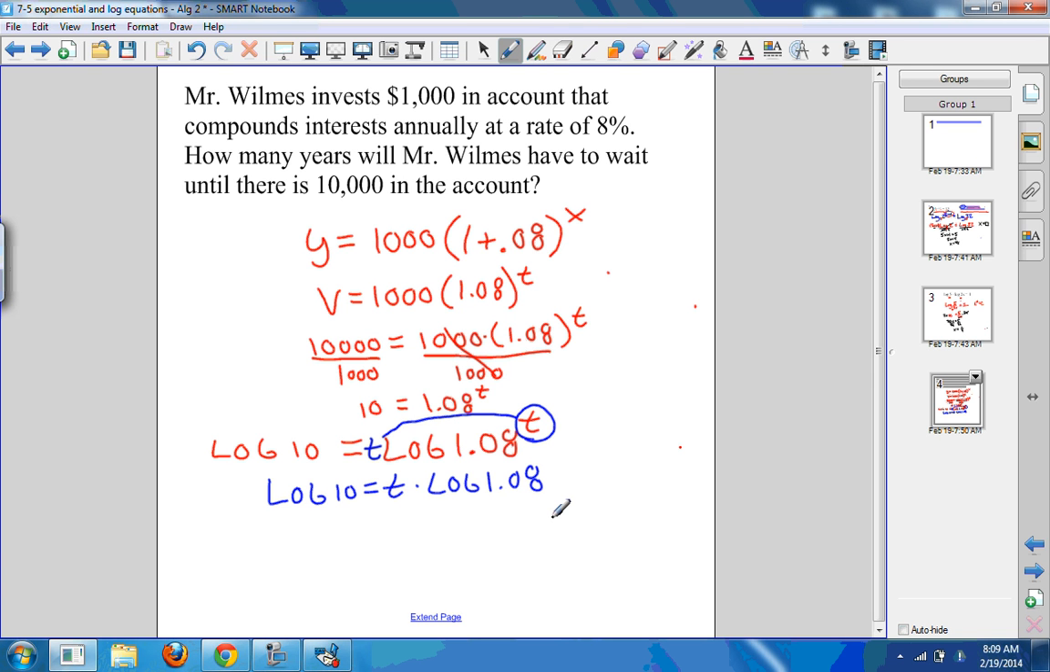So to get t by itself now, we can divide both sides by the log of 1.08. It'll cancel out over here. Log of 1.08. So that's gone. So we have t is equal to log 10 over log of 1.08. So I can use my calculator to figure that out.